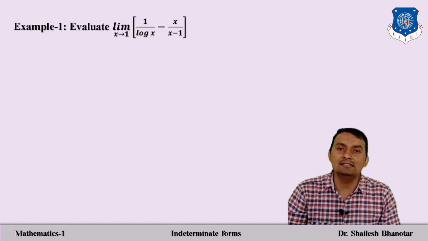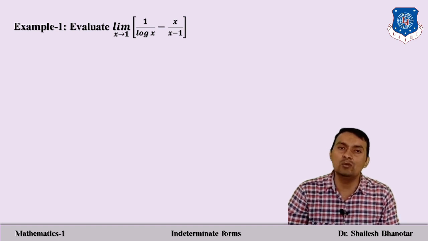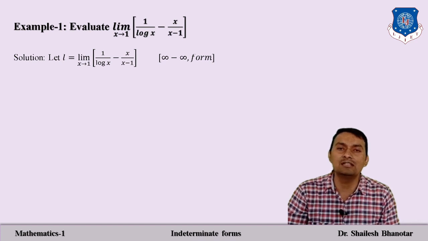Let us first consider an example: limit x tends to 1 of 1 divided by log x minus x divided by x minus 1. When we put x equal to 1, what do we get? 1 divided by 0 minus 1 divided by 0, that is infinite minus infinite, which means there is no conclusion, and that is called an indeterminate form. So we have to first convert into 0 by 0, otherwise infinite by infinite form.